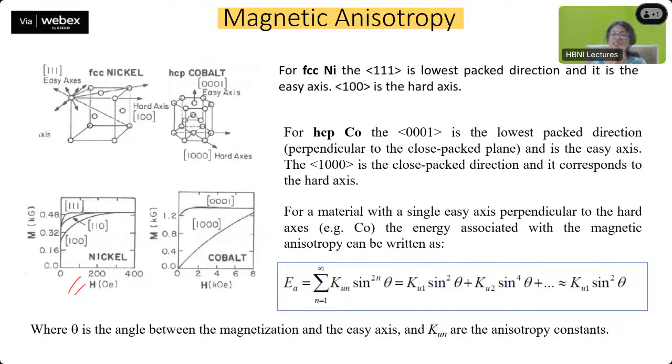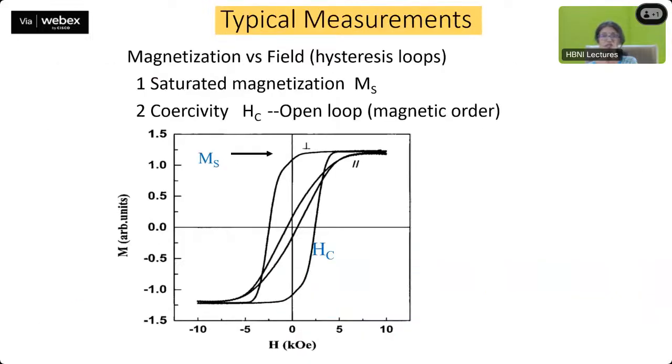So for a material which has a single easy axis perpendicular to the hard axis, the energy associated with the magnetic anisotropy is given by this particular equation, as you can see over here. The energy of the magnetic anisotropy is K_u sin²θ, where θ is the angle between the magnetization and the z-axis, and K_u is the anisotropy constant. So, different anisotropy constants, as you can see over here.